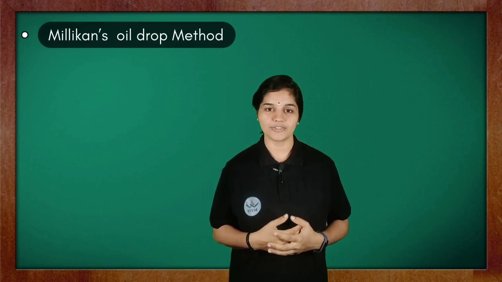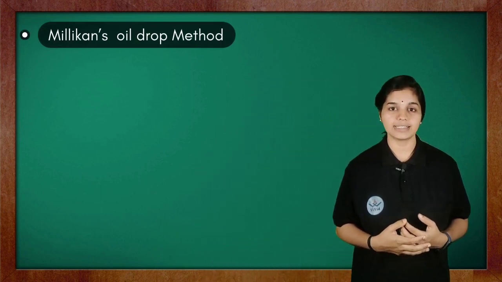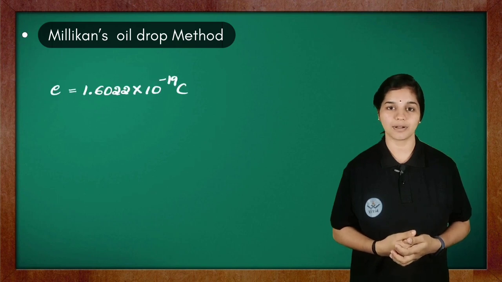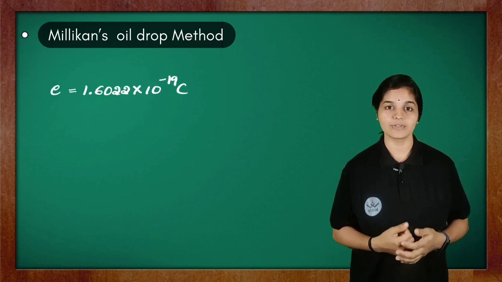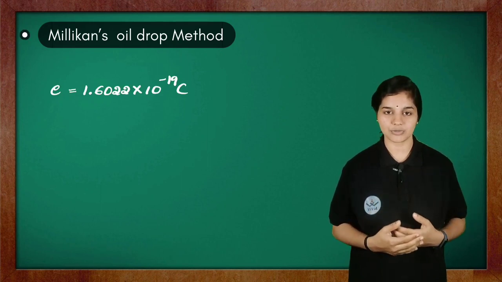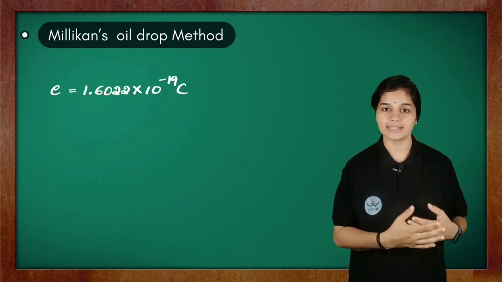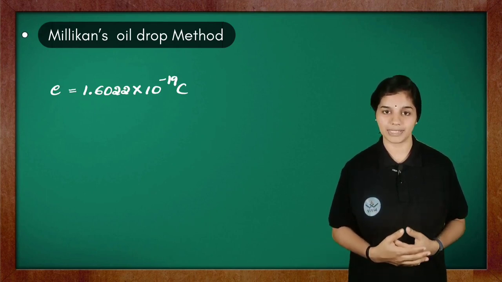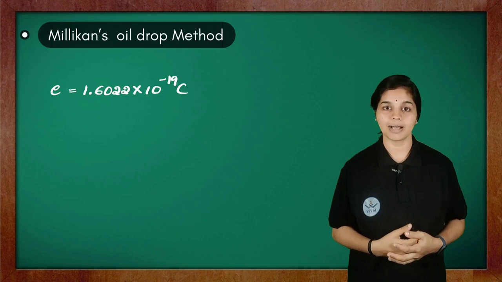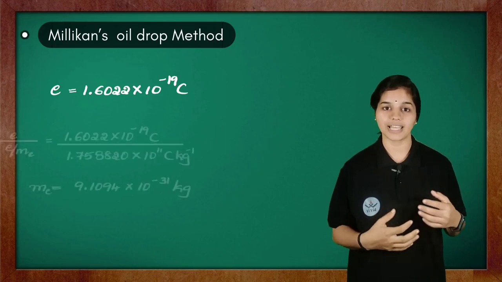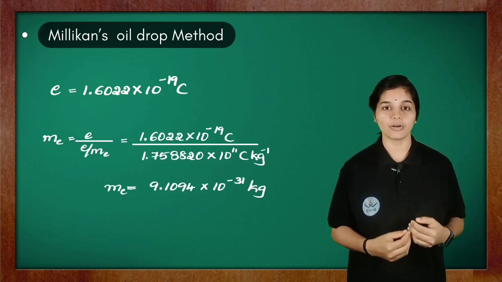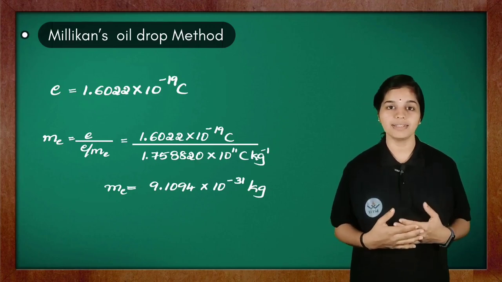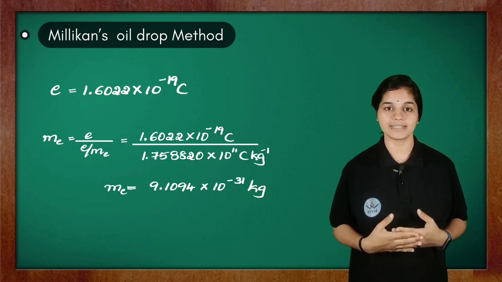From Millikan's oil drop experiment, it was found out that the charge of electron was -1.6 × 10^-19 coulomb. So using the charge to mass ratio, which was found by J.J. Thomson, as well as the charge of electron, which was found by Millikan, we can calculate mass of electron, and after calculating that, the value for mass of electron is given out to be 9.1 × 10^-31 kg.